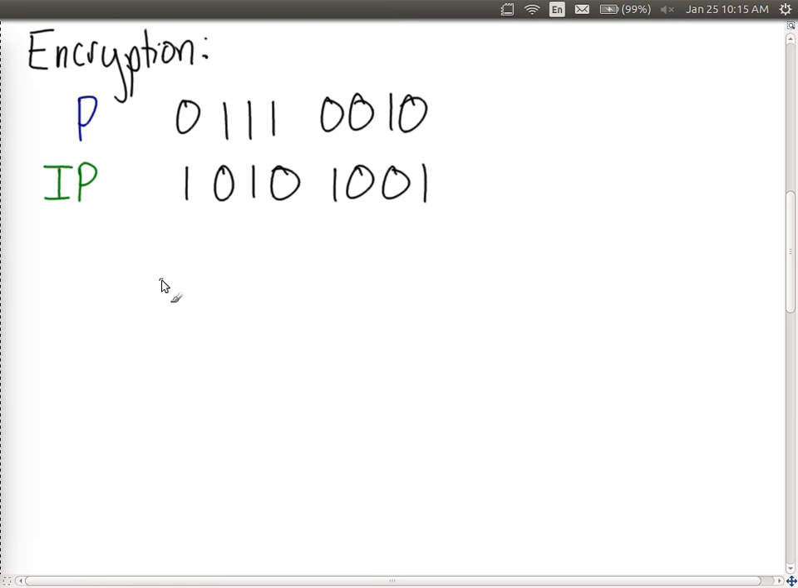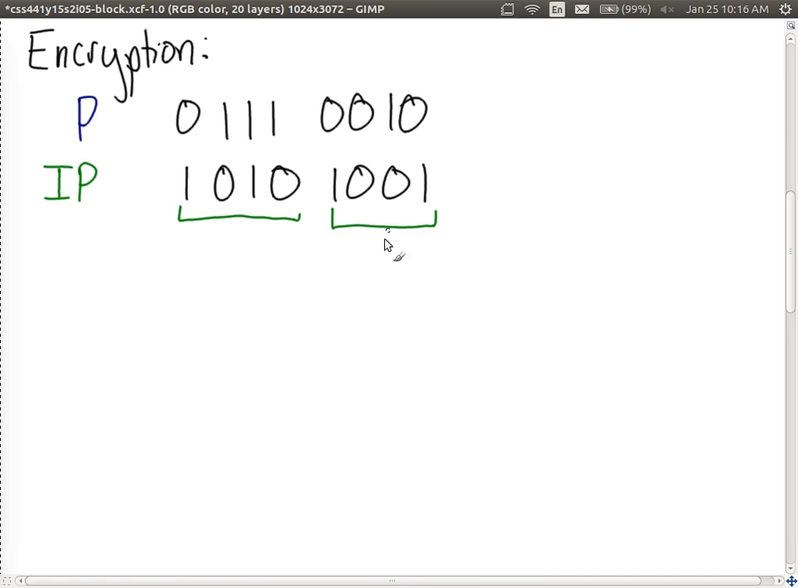The initial permutation is done before the main function, and the opposite is done at the end, just before we get the ciphertext. In real DES, it's similar: there's an initial permutation, you do 16 rounds, and then you finish with an inverse initial permutation. We split it into two halves, the left half and the right half. We will not use the left half yet. We'll take the right half and do some operations on that.